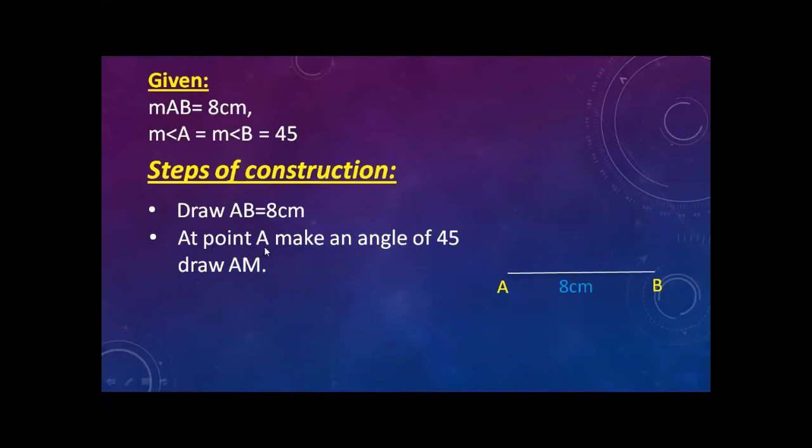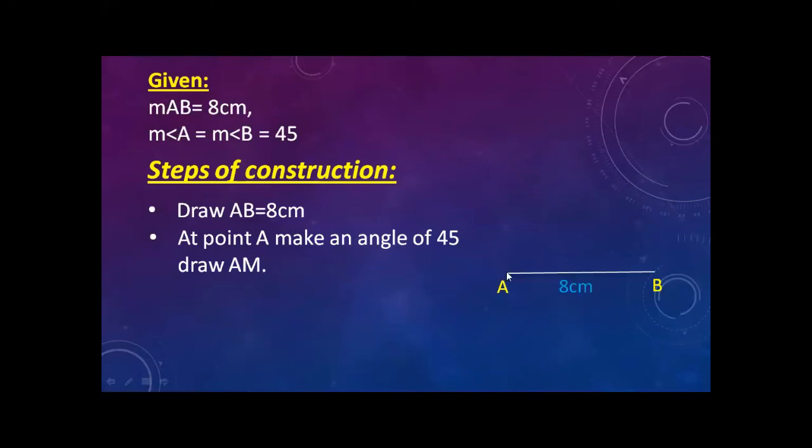Then put your protractor on point A, make a point of 45-degree angle. 45-degree angle is an acute angle because it is smaller than 90-degree. So it is understood that 45-degree is an acute angle. So we will draw it on the right side.